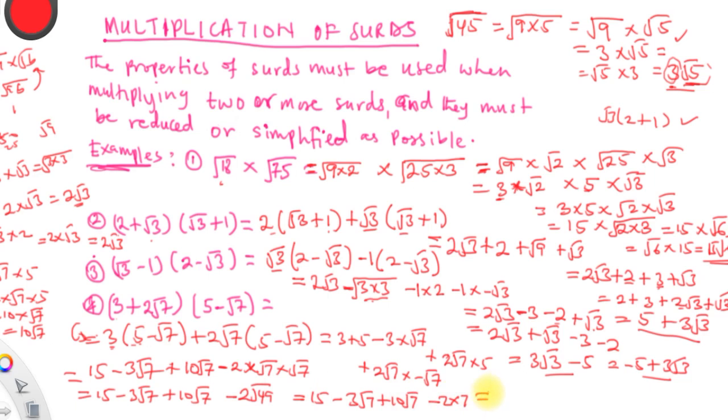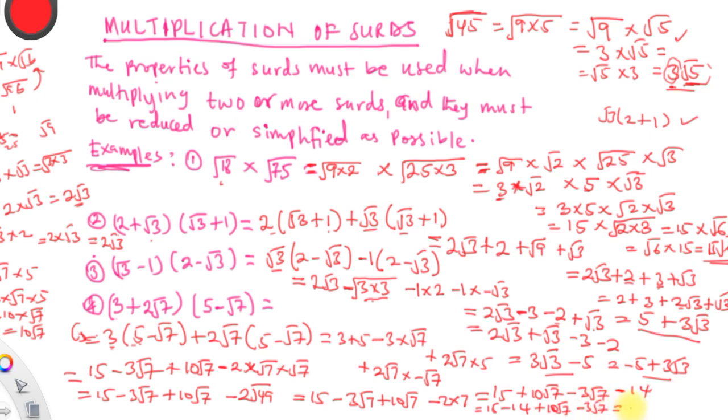So this is equal to 15, and then minus 3 root 7 plus 10 root 7. You can rearrange them. You can bring the 10 root 7, which is positive, and we change their positions. So this is the same as 10 root 7 minus 3 root 7. And then this one is 2 times 7, which is negative 14. So I have to group the rational numbers together. I have 15 minus 14, then plus 10 root 7 minus 3 root 7.